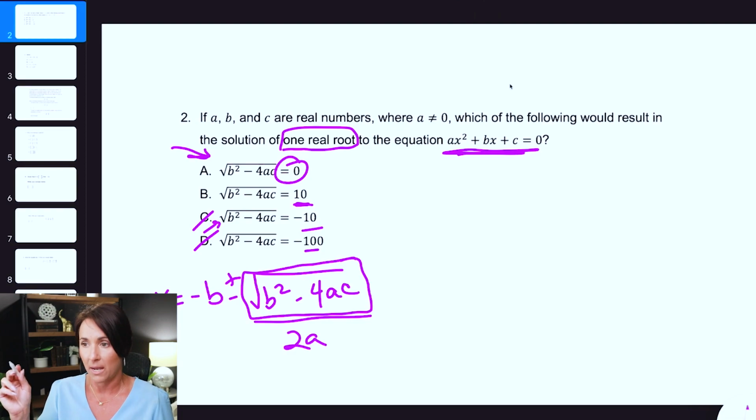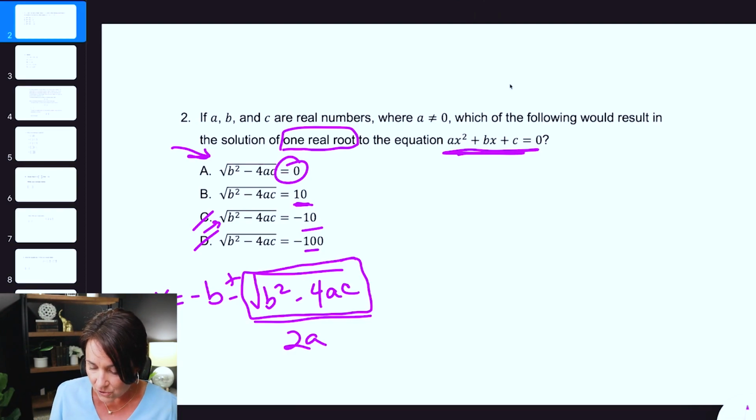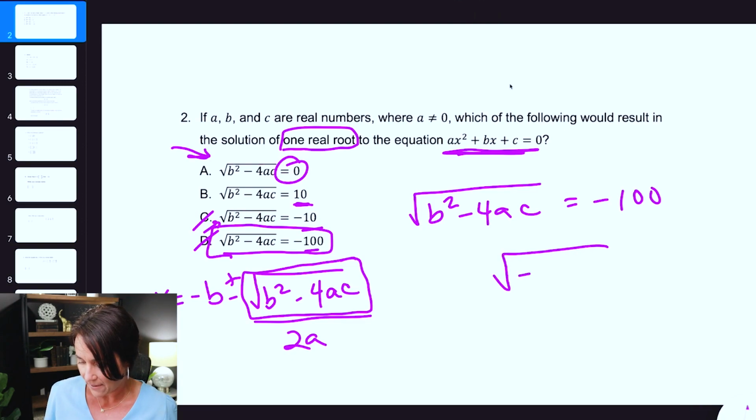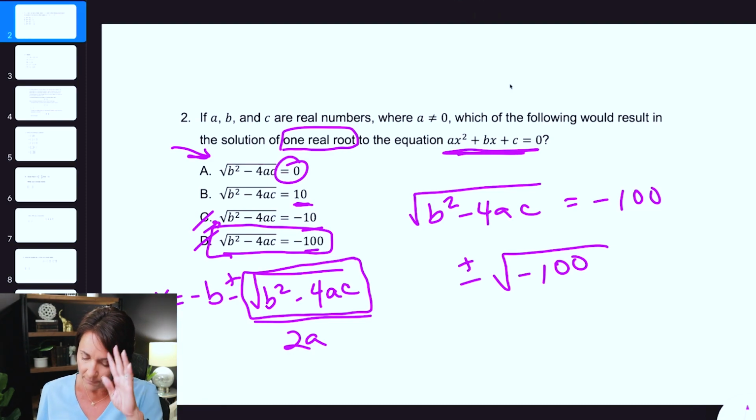Let's work from the bottom up here, okay? So I'm taking just this section here, all right? So I have the square root of b squared minus 4ac. This whole thing is going to equal -100. So that means under this square root, I have -100. x equals negative b plus or minus.